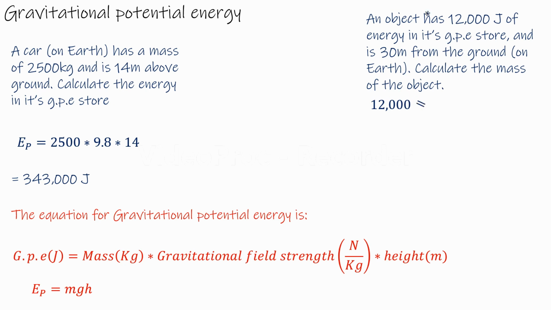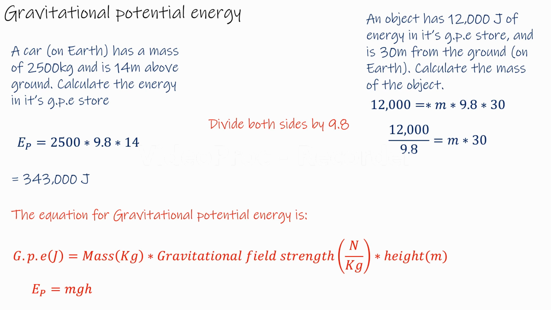So we can start by substituting our values in. So we can say that 12,000 equals m times 9.8 times 30, as we've just substituted values into the equation. And now we start by dividing both sides by 9.8 to get rid of the 9.8 on the right, because we want to get m on its own. Therefore, we're going to have 12,000 divided by 9.8 equaling m times 30.